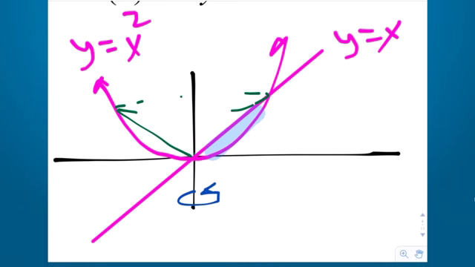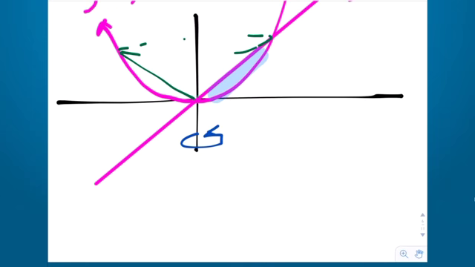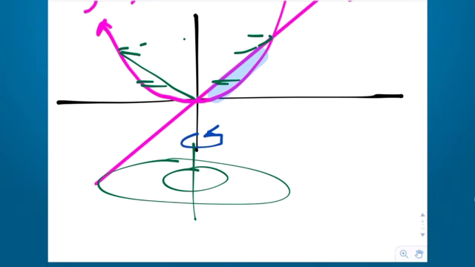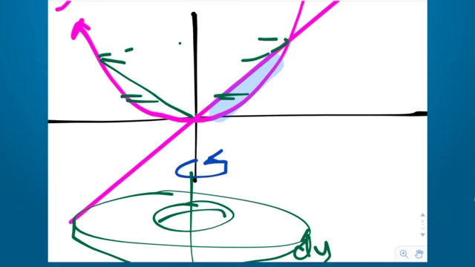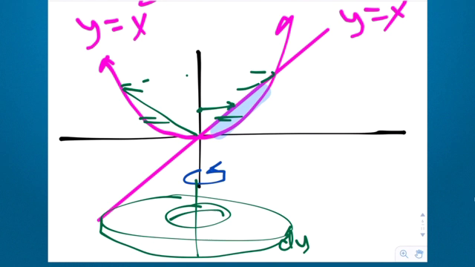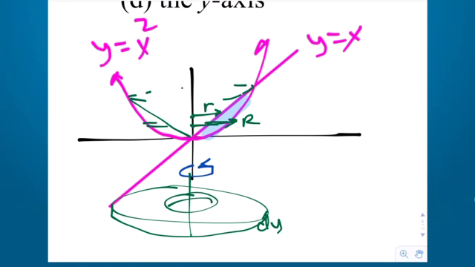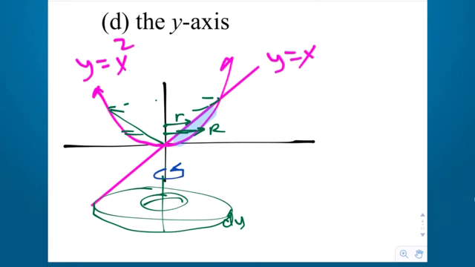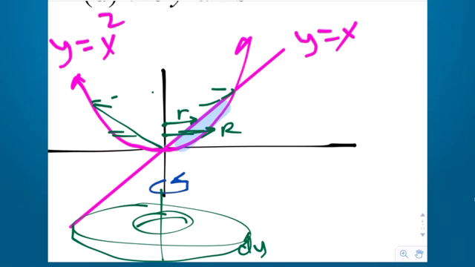So what we need to realize is that we will have a void if we slice horizontally. Any one of these representative slices is going to look like that, and then you're going to have an interior slice, dy. So we need two radii. From the axis to the first curve is little r, and from the axis to the second curve is big R. Notice it is going to be right minus left, which means we need to solve our equations for x.